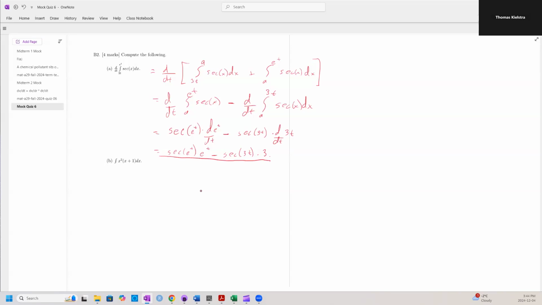In the second question, we have something that's tempting to use a u sub for, but we don't need to. We can simply distribute. So this equals the integral of x cubed plus x squared dx, which equals x to the 4 over 4 plus x to the 3 over 3 plus c. And we have our solution.